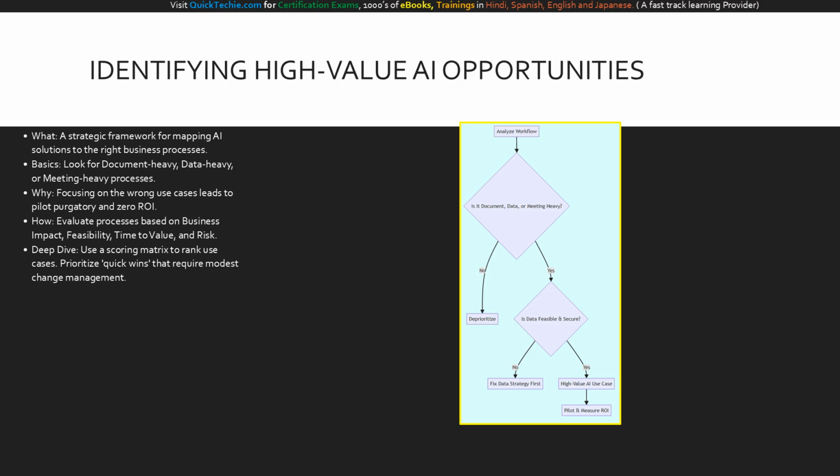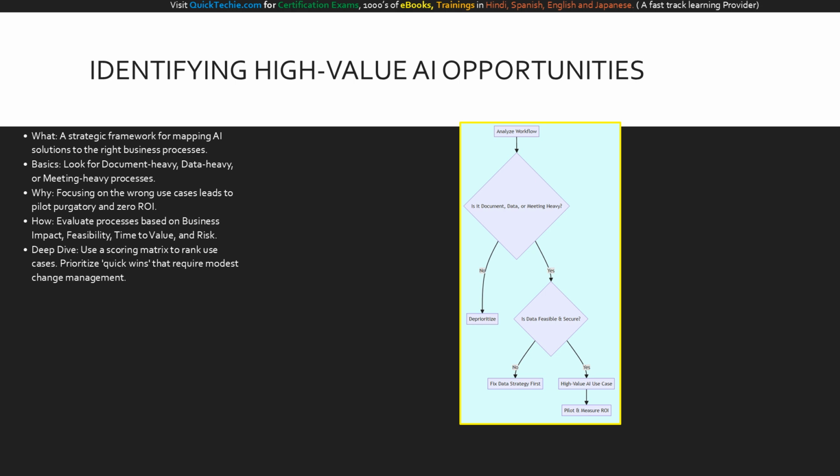This decision tree is your practical guide for identifying AI opportunities. Start at the top, analyze the workflow. The first major filter is asking, is this process document, data, or meeting heavy? If no, deprioritize it for now. If yes, move to the next critical gate. Is the data feasible and secure?